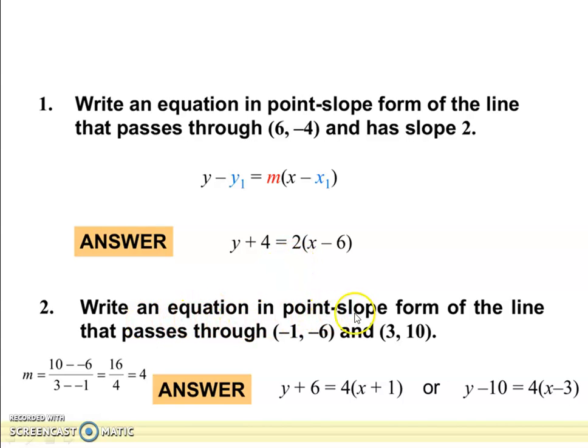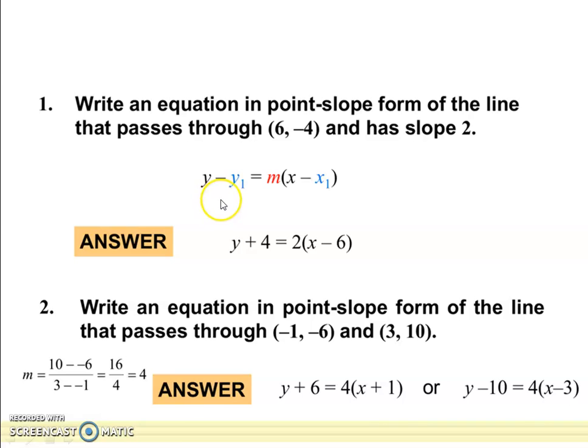Write the equation in slope point form of the line passing through the points (-1, -6) and (3, 10). What is the slope when two points are given? We know that m = (y2 - y1) / (x2 - x1). Here x1 is -1, y1 is -6, x2 is 3 and y2 is 10. So 10 - (-6) = 16 and 3 - (-1) = 4, and 16 divided by 4 is 4. So our slope is m = 4.